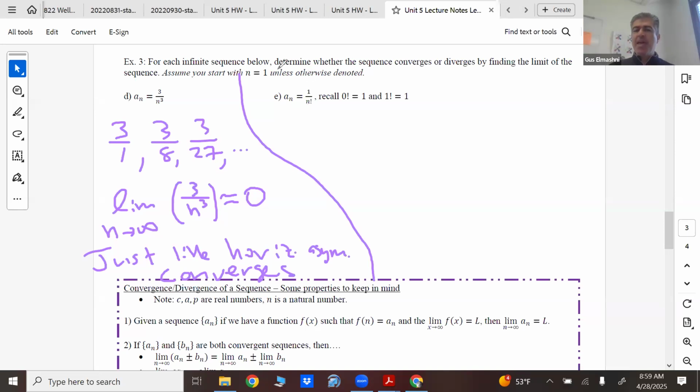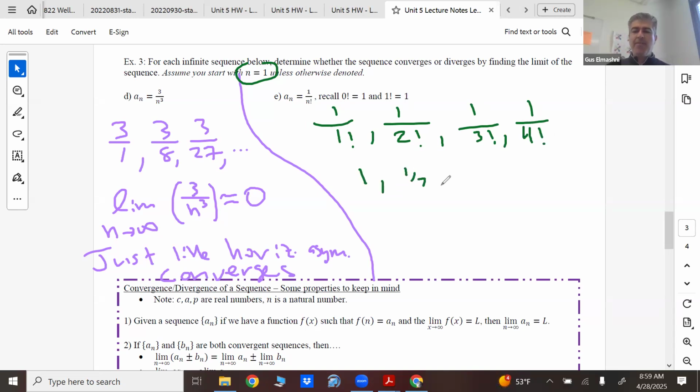Oh, you know what? We're starting at n equals 1 anyways, guys. So don't worry about it. So what are my first few terms here? 1 over 1 factorial. 1 over 2 factorial. And I appreciate the challenge, Tom, so I'll come up with a good explanation for you by tomorrow. So you have 1, 1/2, 1/6, 1/24.